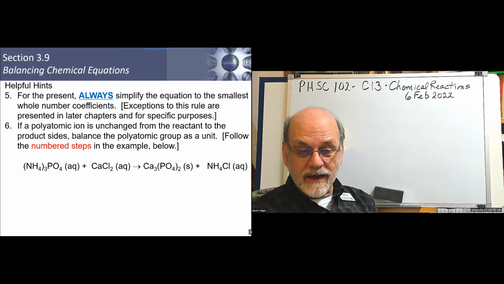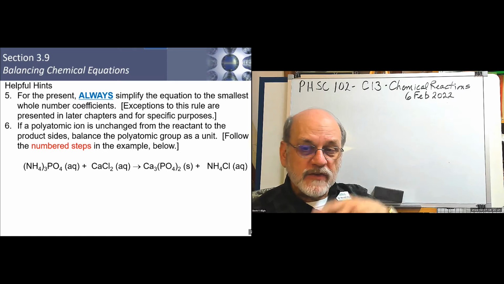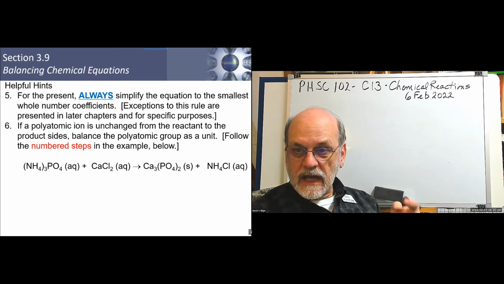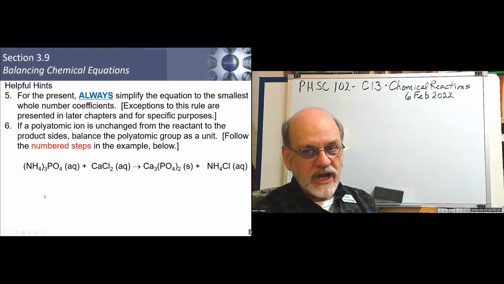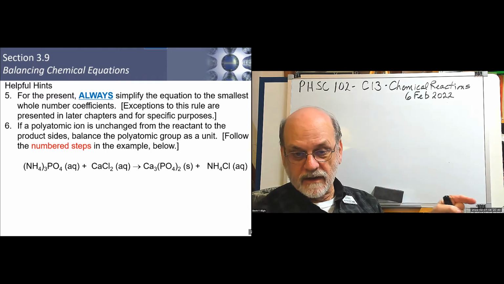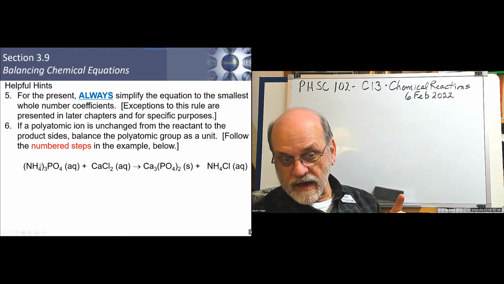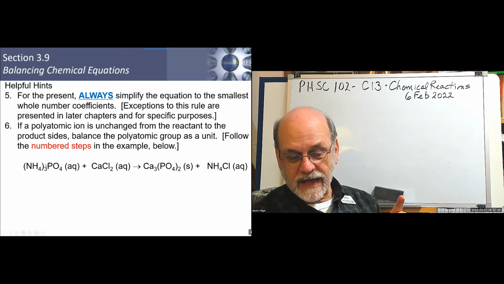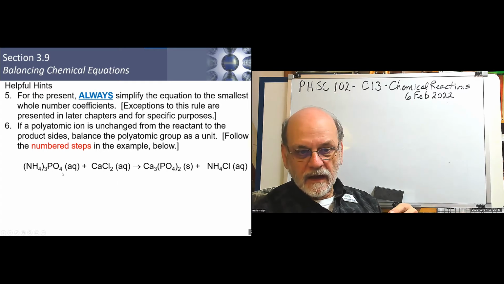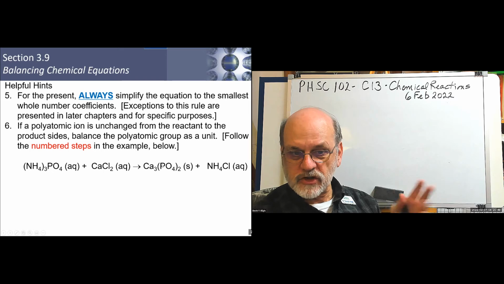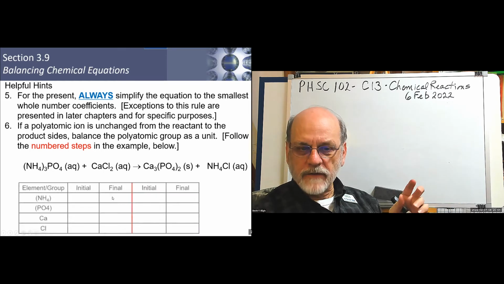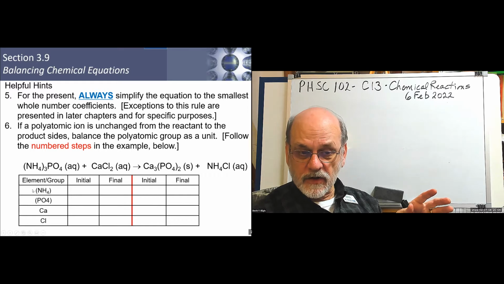So for polyatomic ions, if you have polyatomics on both sides of your chemical equation, and they have not been broken up or changed in any way from one side to the other, then you can use them as a balancing group. In this case, you see we've got ammonia on this side, nitrogen, hydrogen, ammonia on this side, and that's it. That's the only place it occurs. Same thing with phosphate, both sides, unchanged. So what I've done here to set up the table is, these are your balancing groups or elements: ammonia, phosphate, calcium, chlorine.